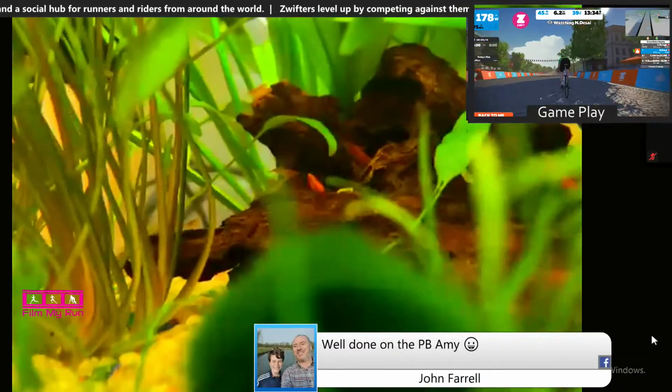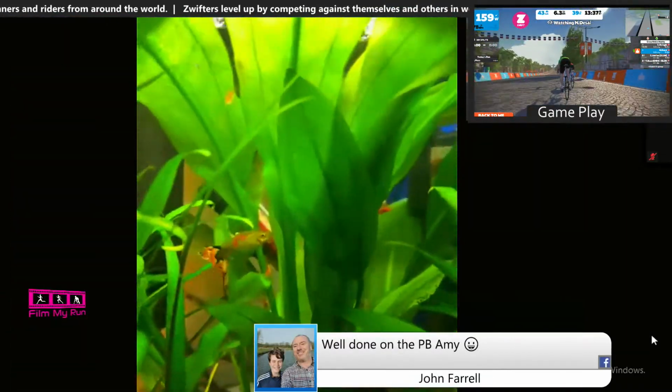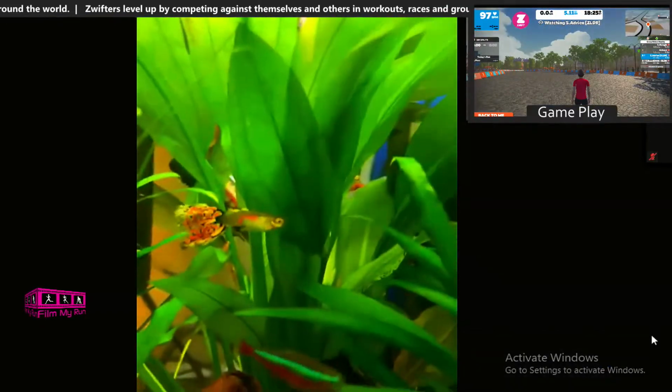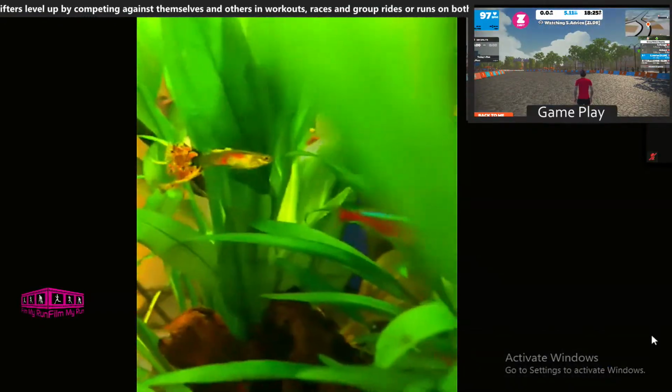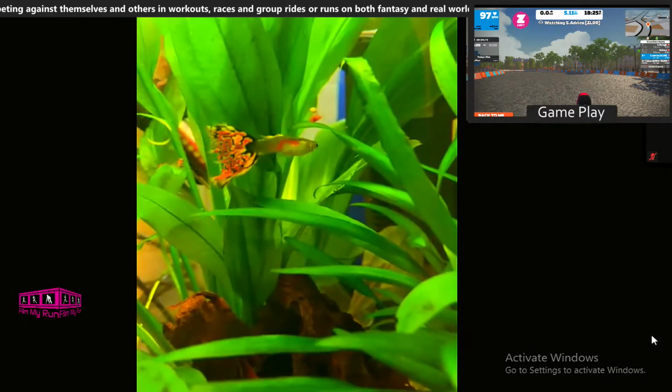Right, is there anyone else we need to see? Apparently we've got a fish. We're now looking at bikes as well on the treadmill, on the screen. Who's showing us fish? I bet that's Clive, isn't it? Right, Clive's showing us his fish.